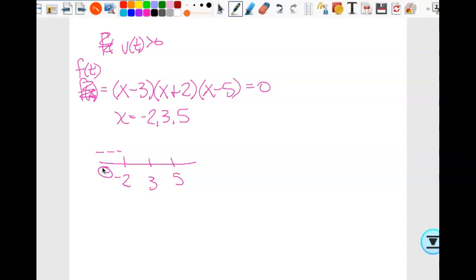Then between -2 and 3, I can pick 0. When I substitute in, I'd have a negative number, a positive number, a negative number. When I multiply all those together, it's positive.